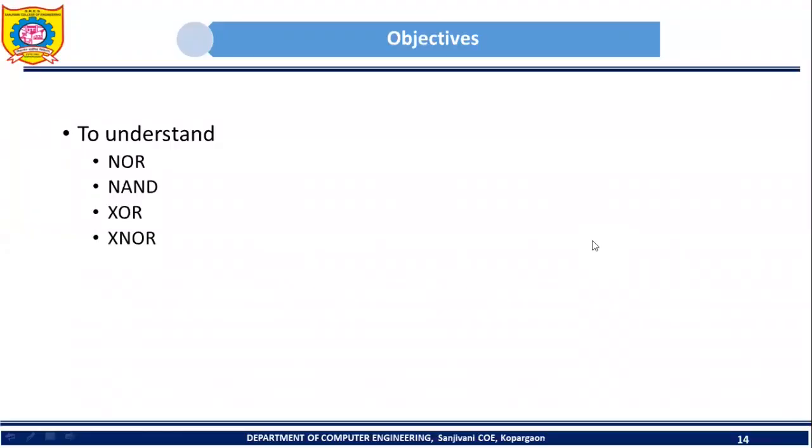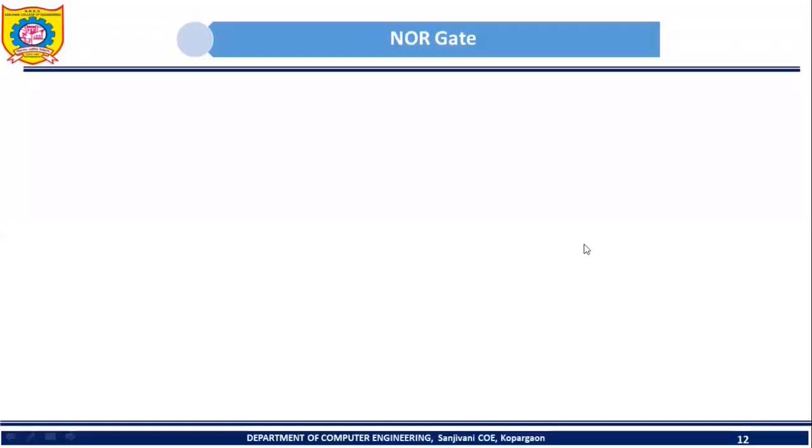Welcome everybody. The objective of this lecture is to understand NOR gate, NAND gate, XOR gate, and at the end XNOR gate. So far we have covered three basic gates, that is NOT gate, AND gate, and OR gate. Now we are going to discuss the next type of gate, that is NOR gate.